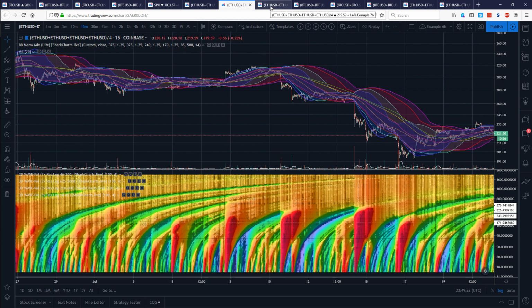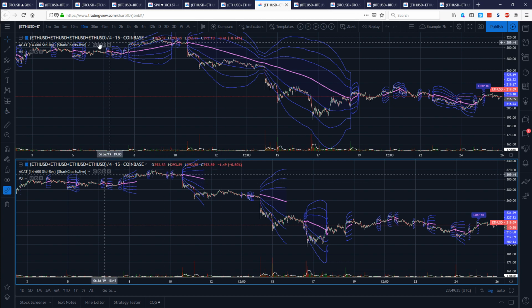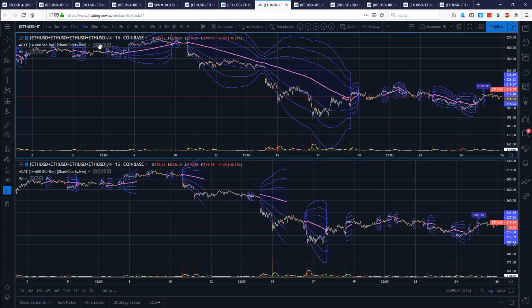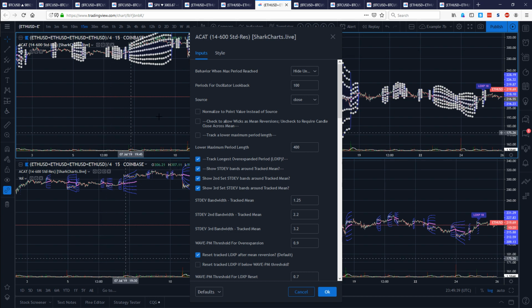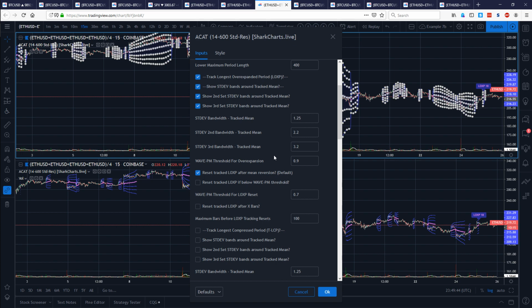Another way to illustrate this is to get into one of the first other things you can do to reset prices other than a mean reversion. So if we go into what that setting looks like in the menu, and I've just kept the 15-minute charts up, you have several options. You have reset tracked lock speed after mean reversion, the default option. You also have reset tracked lock speed if it's below the wave PM threshold, which is by default set to 0.7. And you also have reset after just a certain number of bars.